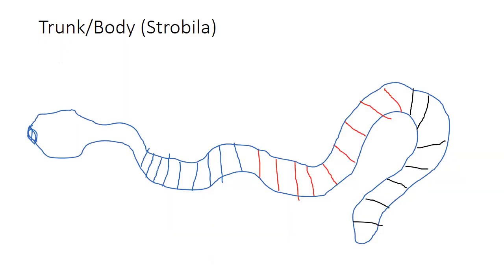Okay, so now let's look at the trunk or the body or the strobila. Remember that the trunk is segmented into sections known as proglottids, and these are organized in such a way that the ones near the neck are immature. So these are immature proglottids, then we have the mature proglottids, and then the ones at the end are gravid proglottids. Remember that cestodes are hermaphrodites or monoecious organisms, meaning that they contain both male and female reproductive organs.